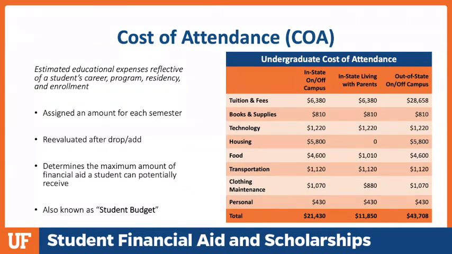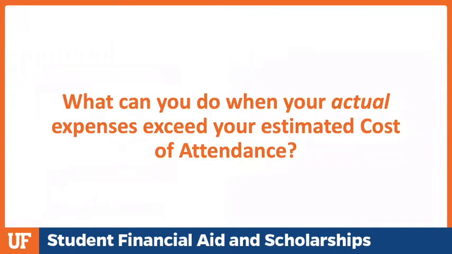Each year, these expenses are reevaluated to reflect the most current costs a student may experience. Something important to remember about the cost of attendance is that there's an assigned amount given for each semester. We reevaluate your budget after the drop add period. The cost of attendance actually determines the maximum amount of financial aid that a student can potentially receive. So what can you do when your actual expenses exceed your estimated cost of attendance?